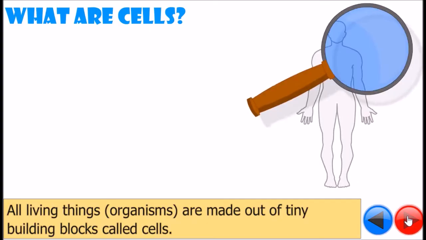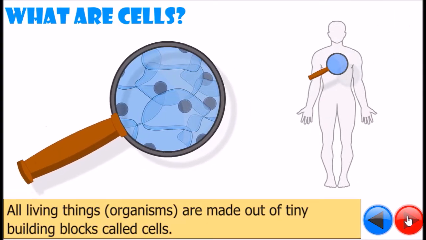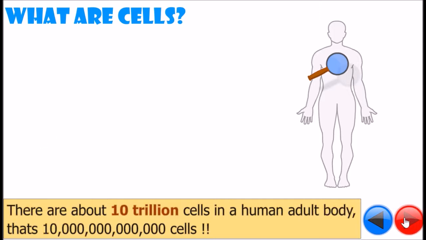So first of all, what are cells? Well, cells are basically the tiny building blocks from which all living things are made. They're so small they can't be seen with the naked eye, and we have to use microscopes in order to magnify them so that we can see what they look like. There are many trillions of cells in an adult human body, and these are all working together to keep us alive.